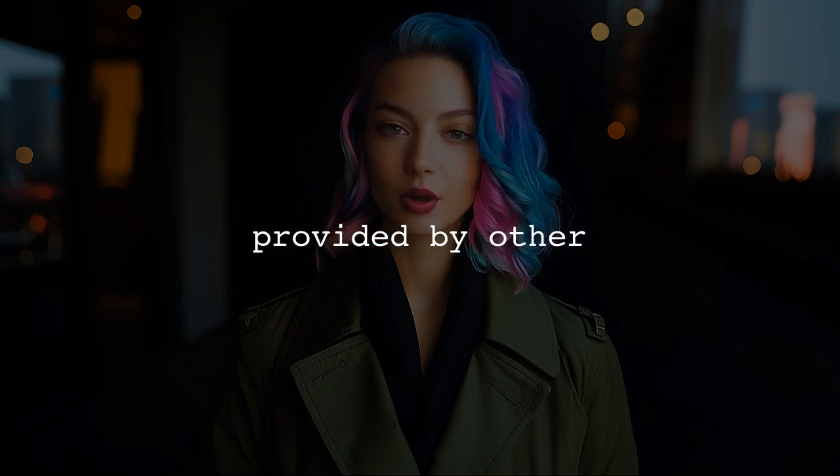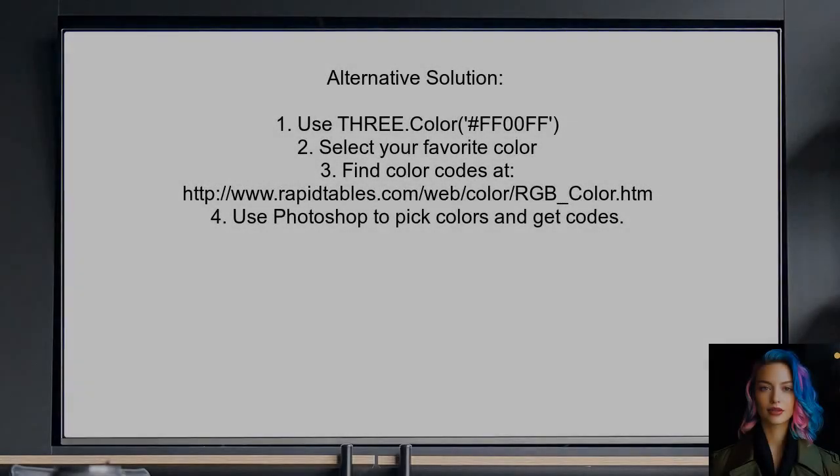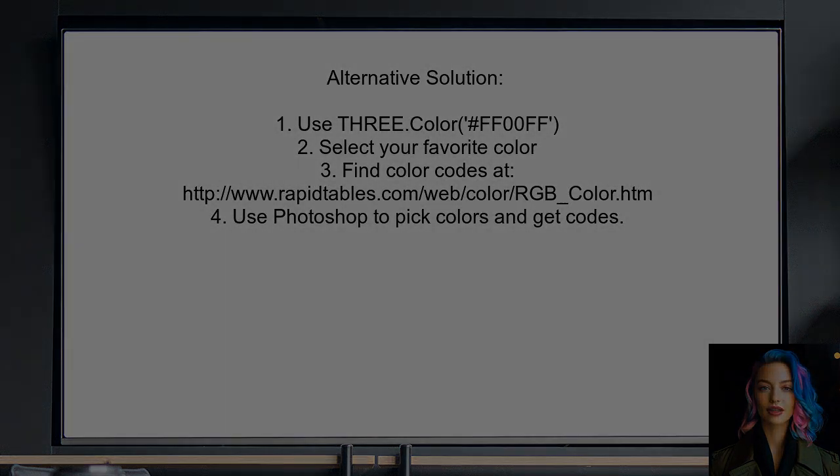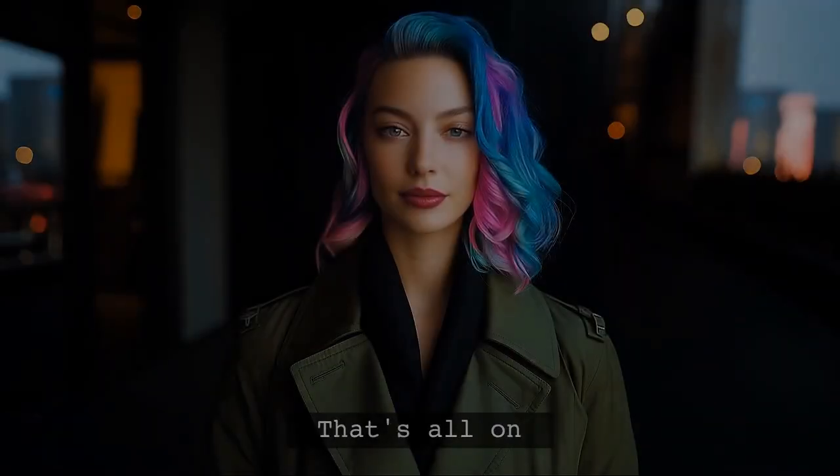Now let's look at the answers provided by other users. One alternative solution is to use the Three.Color constructor directly with a color string. For example, you can try using new Three.Color ff00ff. This allows you to easily select your favorite color. Additionally, you can find color codes by visiting a color reference website or using Photoshop to pick a color and get its code. That's all on that answer.